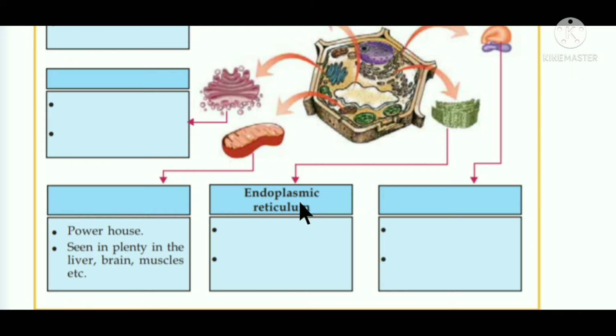Next. As we know, this network-like structure that is found near the nucleus, and network means reticulum, so that is known as endoplasmic reticulum. You have to write two points about the endoplasmic reticulum. First one, it is acting as a passage in the cell to transport materials.